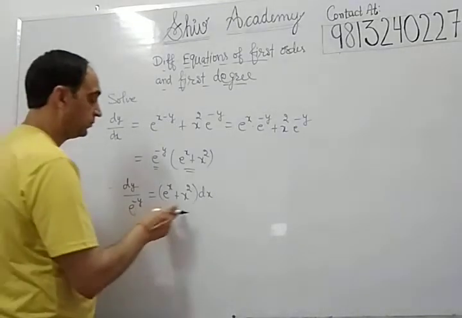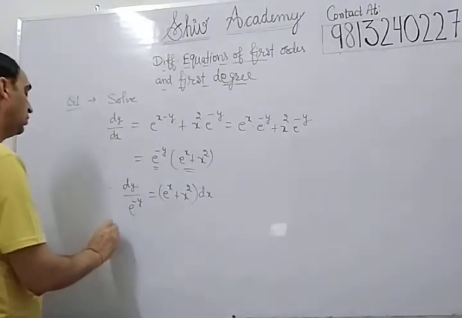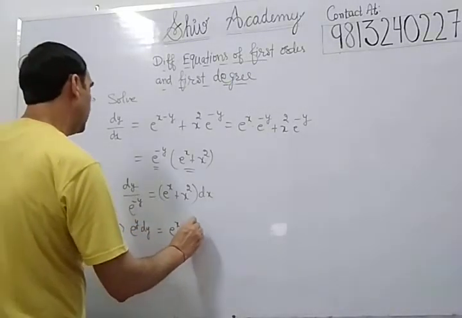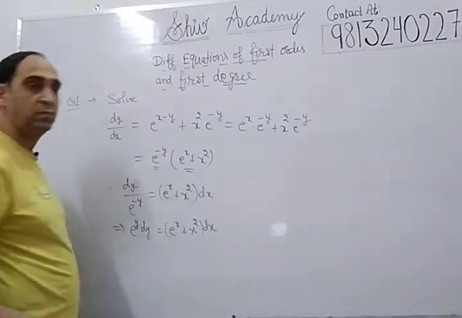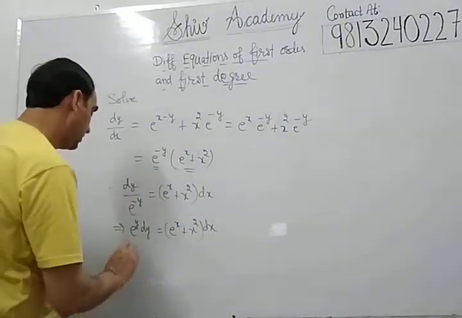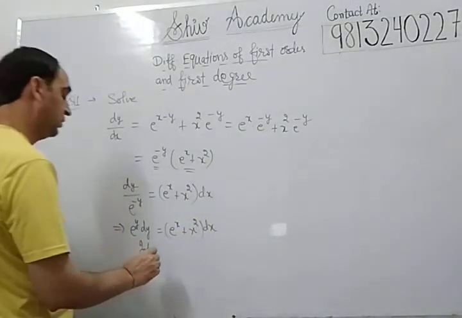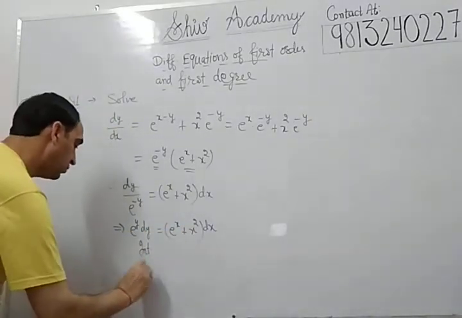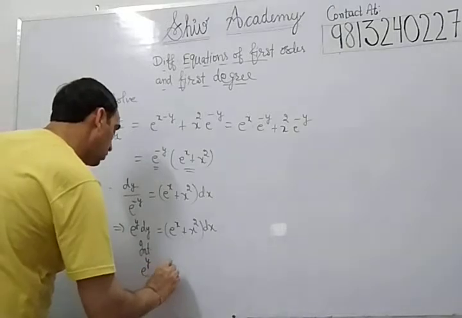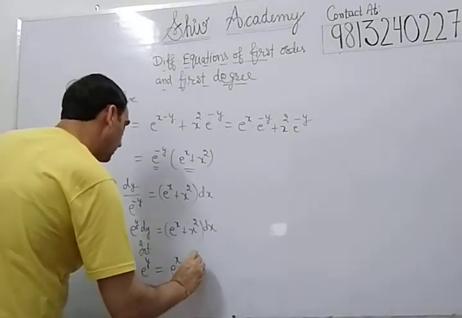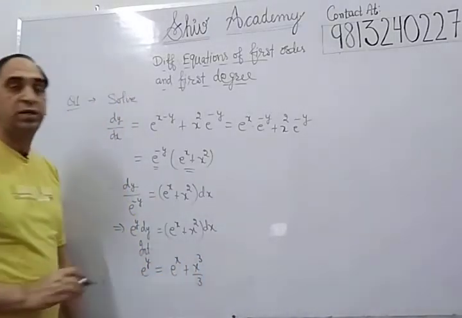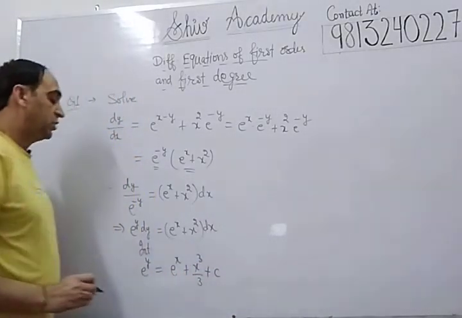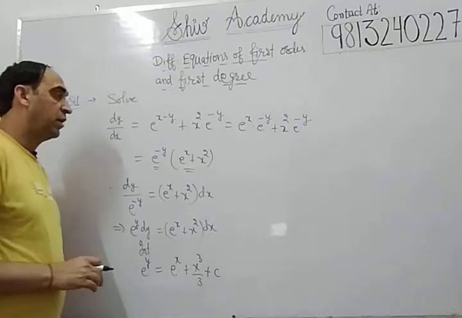Terms of y are there and terms of x are there. So we can write it as e to the power y dy equal to e to the power x plus x square dx. And now when we integrate, what do we get? Integrating both sides, this side with respect to y, this side with respect to x, we get e to the power y is equal to e to the power x plus, the integral of x square is x cube by 3, plus, because it is an indefinite integral, we add here an arbitrary constant c.